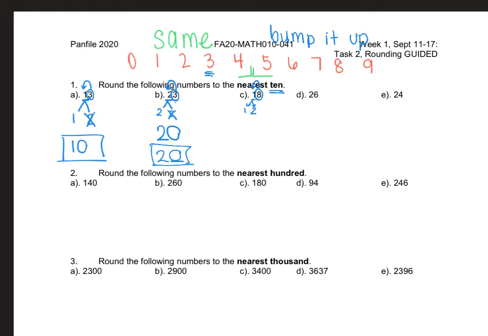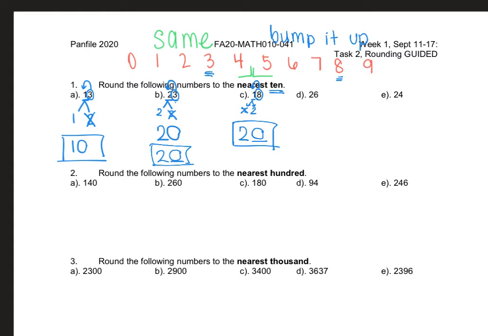So does the 8 keep it a 1 or does it bump it up? 8 is up here, which means it bumps it up. So it does not stay the same. It bumps it up to a 2. And again, 18 is a 2-digit number to start with. It needs to stay a 2-digit number, but anything after that first digit reverts back to a 0. So this also becomes a 20.